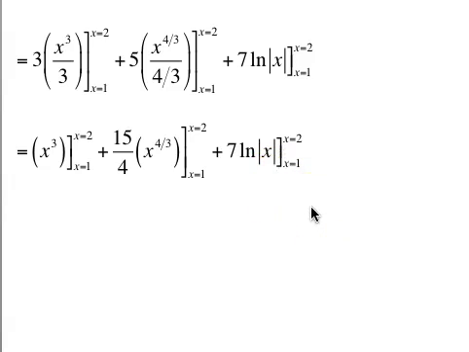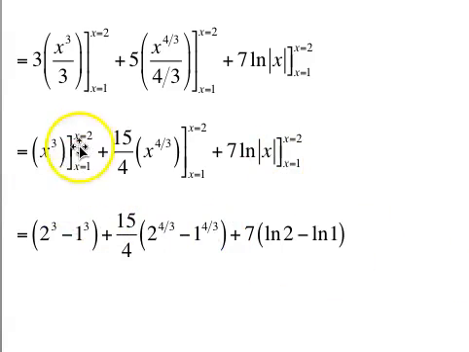The next thing I've got to do is plug these values in. So it will be 2 cubed minus 1 cubed here. 15/4, 2 to the 4/3 minus 1 to the 4/3. 7 log 2 minus 7 log 1. So you'll see how that works. First piece, 2 cubed minus 1 cubed. Second piece, 15/4, 2 to the 4/3 minus 1 to the 4/3. Last piece, 7 times natural log 2 minus natural log 1.